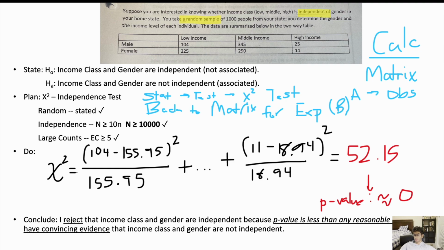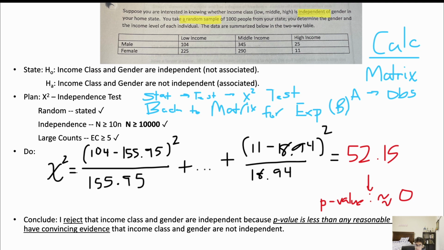But then you can go back and do the same thing. Calculate, stat test, chi-square test, calculate, and then it should give you your test statistic and p-value. In this scenario, our test statistic is about 52.15, which is extremely high, so our p-value is going to be pretty much nothing. And then in conclusion, you're going to reject it because it's 0. P-value is less than any reasonable alpha, and you do have convincing evidence that H_a is true.